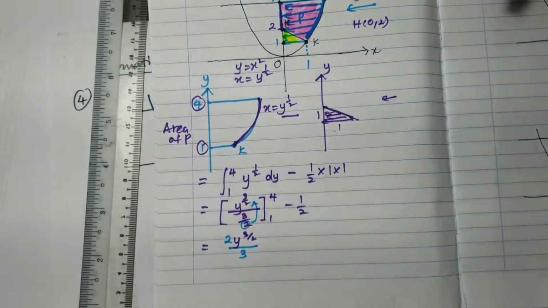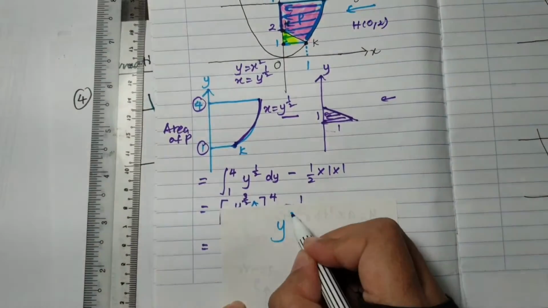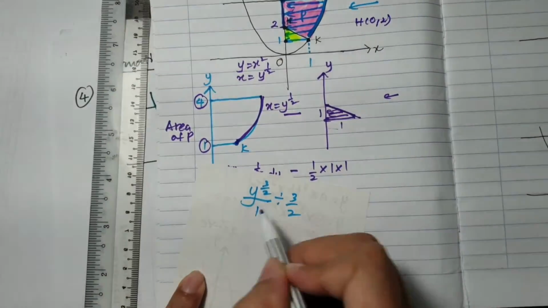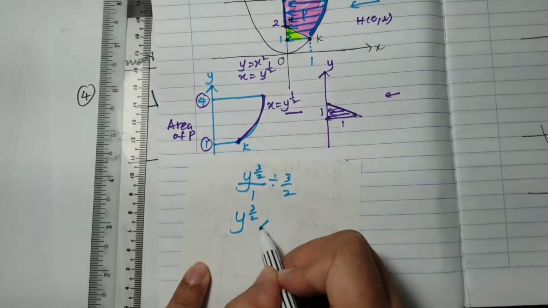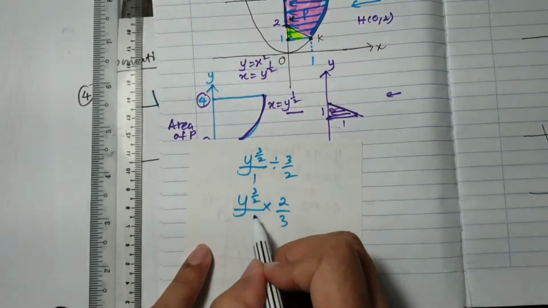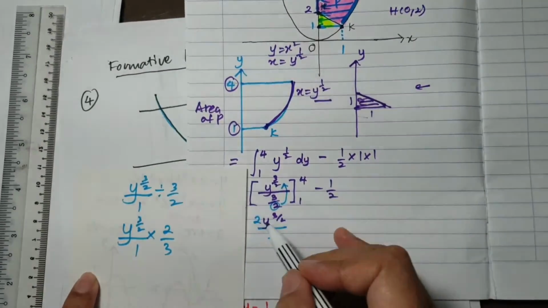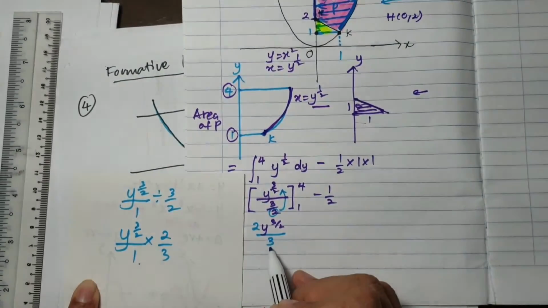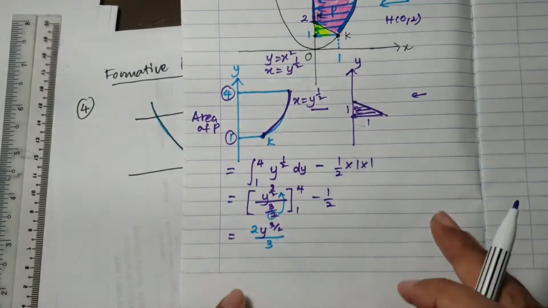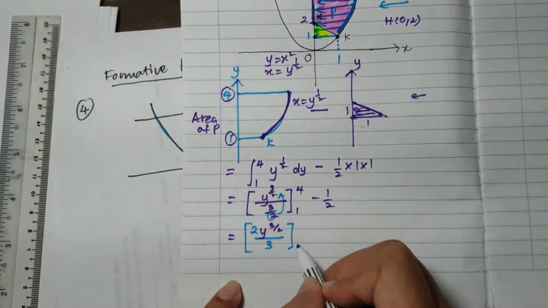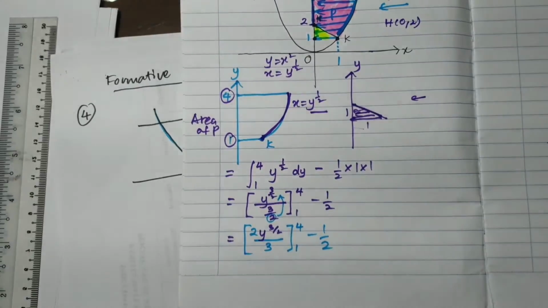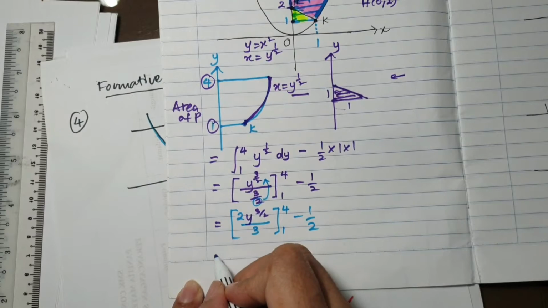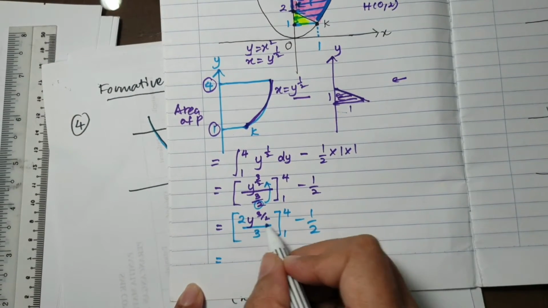Okay, yang berlaku sebenarnya adalah y power of 3 over 2 divide by 3 over 2, right? So it is, this one is actually over 1 times 2 over 3. This is over 1. That's why become like this. 2 times this, y power 3 over 2, or 1 times 3 is 3. Okay? Okay, now limit 1 to 4 minus half. You can also key in your calculator. Okay? Kalau nak. Alright, so put in y as 4.